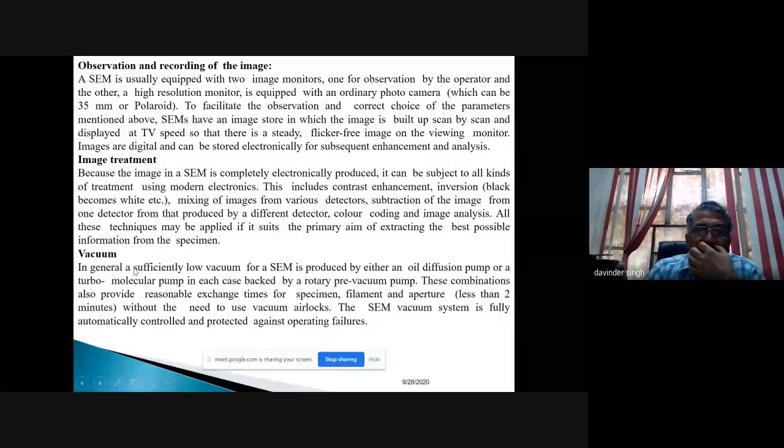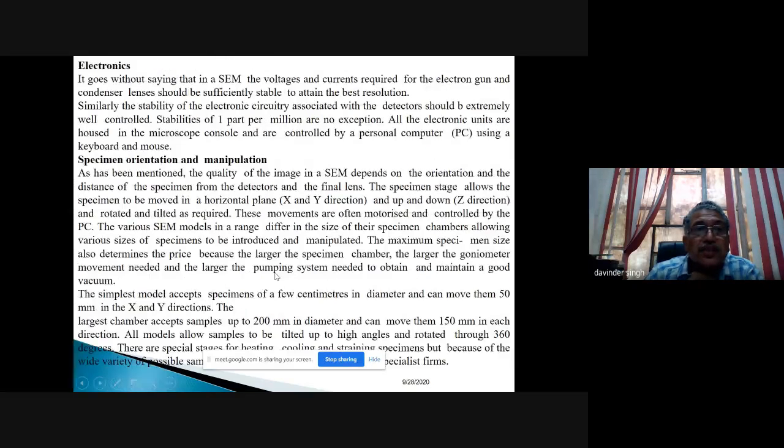Here the vacuum means in general a sufficiently low vacuum of SEM is produced by either a diffusion pump or a turbomolecular pump, in each case backed by a rotary pre-vacuum pump. So these combinations also allow reasonable exchange times for specimen, filament, and aperture. So this is a technical aspect. I think I can skip a little bit.